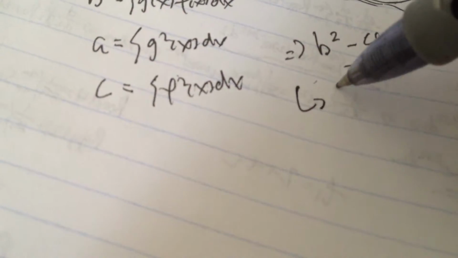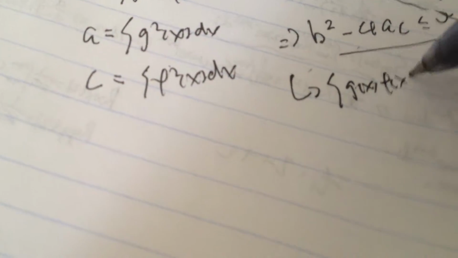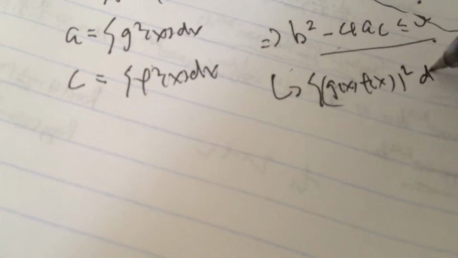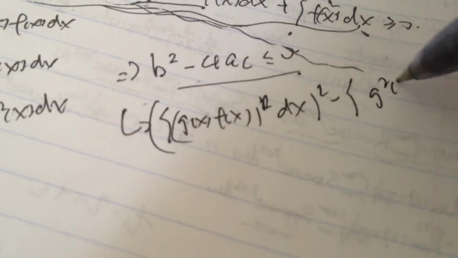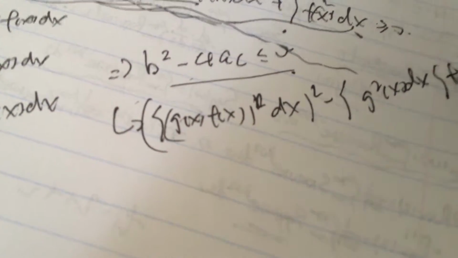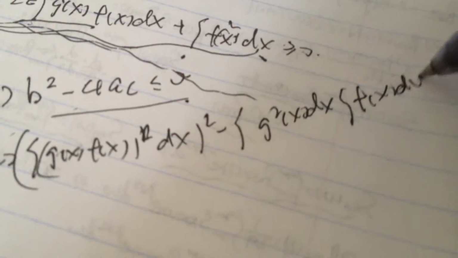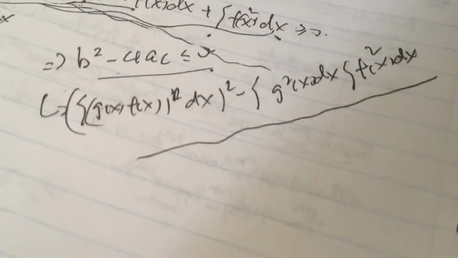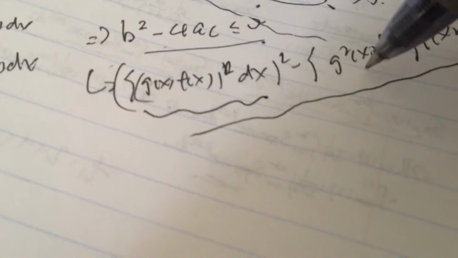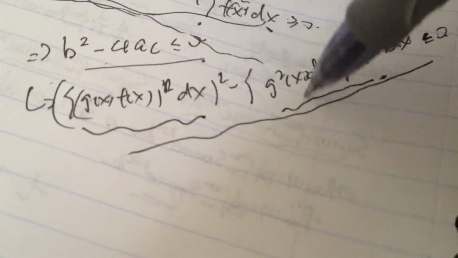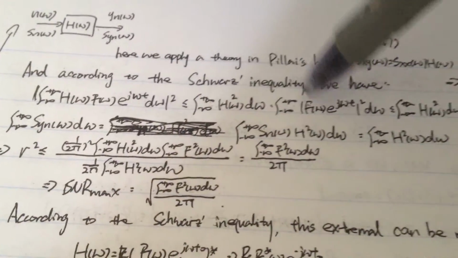We can rewrite it into this one, and it's less than or equal to 0, so that this part is smaller than or equal to the product of these two parts, which is what we write here.